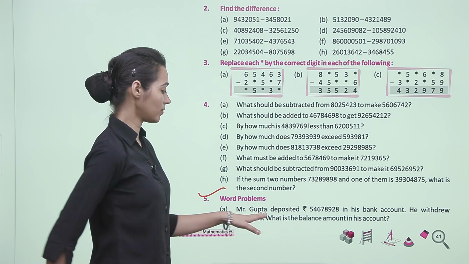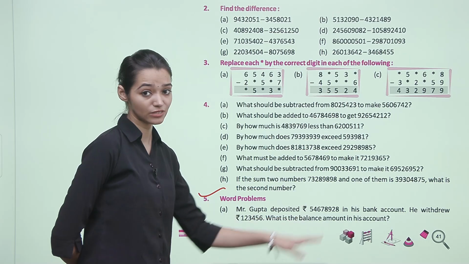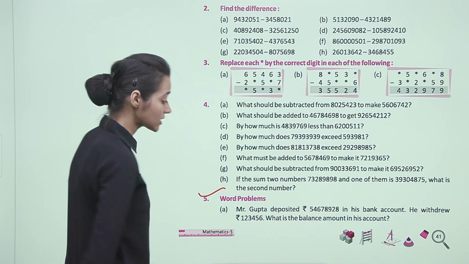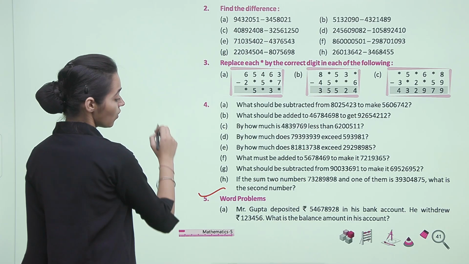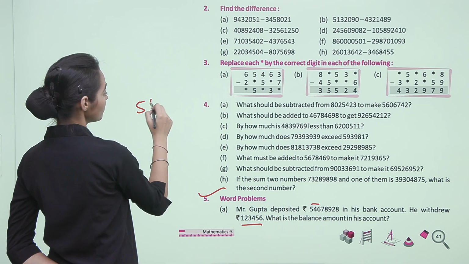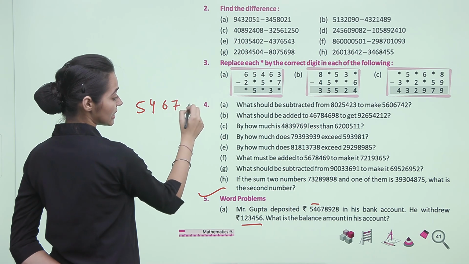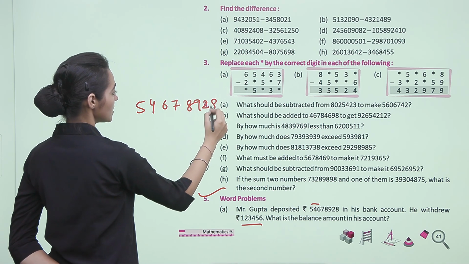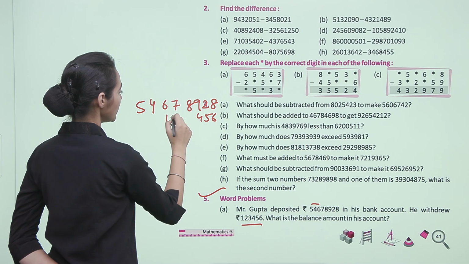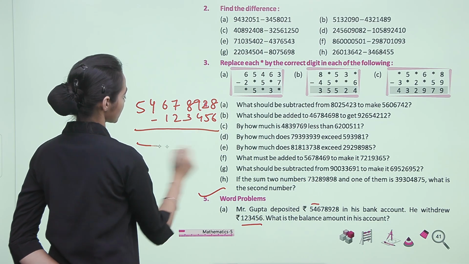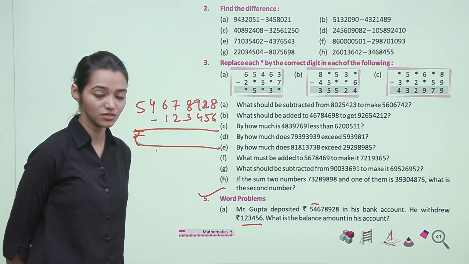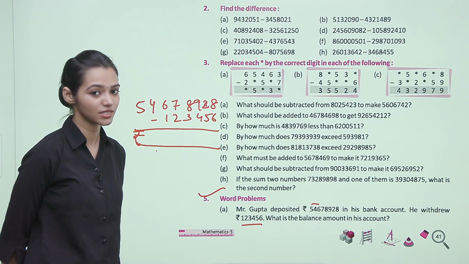Now let's look at the word problem. Mr. Gupta deposited this much in his bank account. He withdrew this amount. What is the balance amount in his account? Now we will subtract this term with this term. So it will become 5, 4, 6, 7, 8, 9, 2, 8 minus 1, 2, 3, 4, 5, 6. This is the amount that we get in rupees after subtracting the digits, and this is the balance amount.